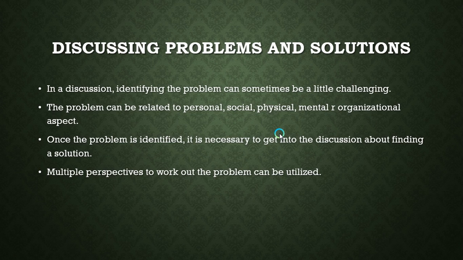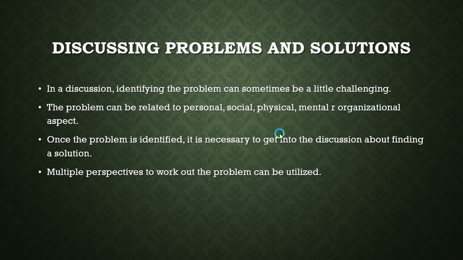It can be your personal problem. Suppose you are suffering from personal issues and you are not able to identify the problem that is going on. It can be a social problem. In your community there is a problem going on, and as a social person you are not able to identify it. Physical problem: suppose something has happened in your body and you are not able to identify it. Or organizational: suppose some problem happened where you work and you are not able to identify it.